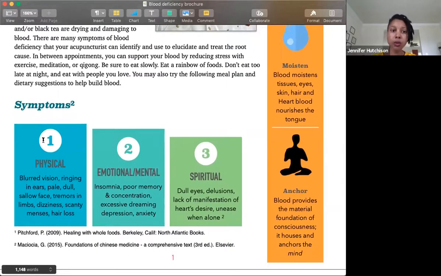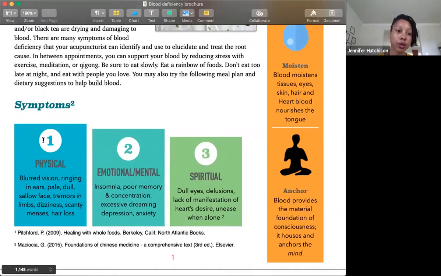So when it comes to symptoms of blood deficiency, your acupuncturist can identify and use those symptoms to elucidate and treat the root cause of the blood deficiency. There may be many different reasons that you're experiencing these. And between appointments with your acupuncturist, if you're interested in trying acupuncture, you can support your blood by reducing stress with exercise, of course, and meditation.